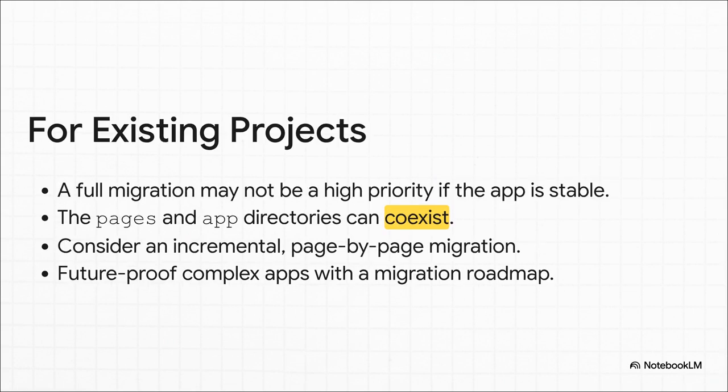Okay, but what about all of us who have existing apps built with the good old Pages router? Right, the advice here is a lot more nuanced. First off, don't panic. If your app is stable and working well, you don't need to drop everything for a massive migration right now. And here's the best part. The Pages directory and the app directory can actually coexist in the same project. This is amazing because it lets you migrate incrementally. You can move one page or one new feature over at a time. It's a great way to future-proof your app without having to do a scary big bang rewrite.